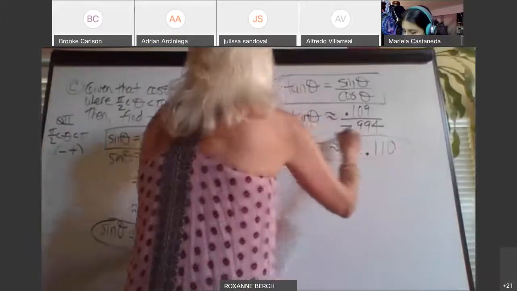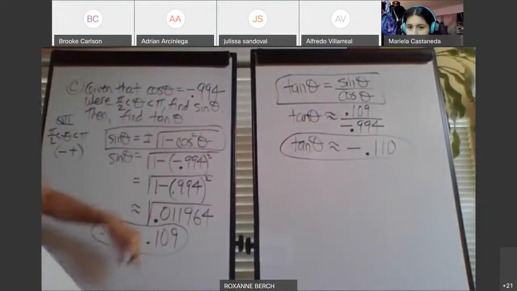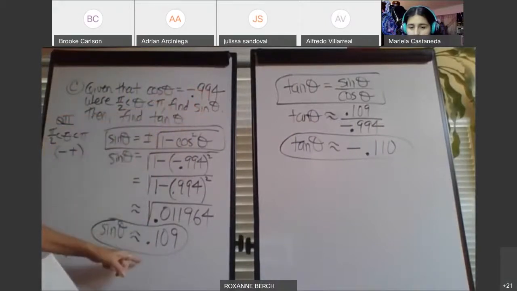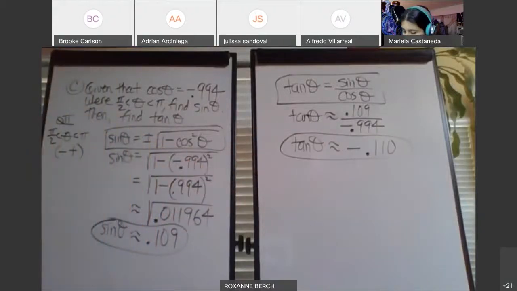Kind of being consistent. This started out as 3 decimal places to the right. We wrote this as 3 decimal places to the right. I'm writing that as 3 decimal places to the right.